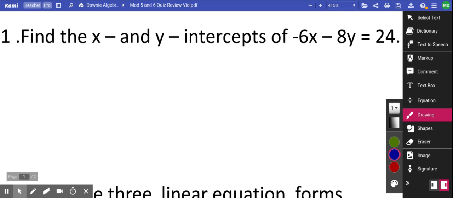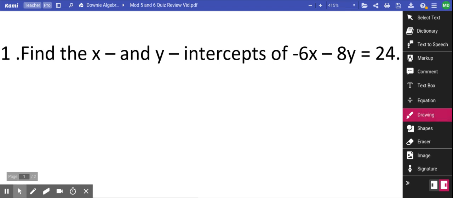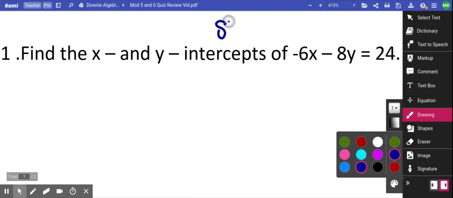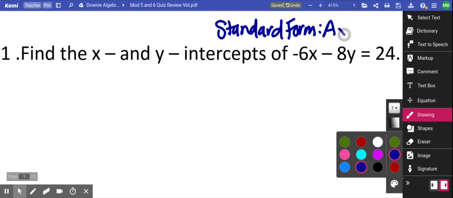For number 1, we're finding the x and y intercepts of our equation, negative 6x minus 8y equals 24. Notice that this equation is in standard form, which means that this equation is in our form ax plus by equals c. We want to find the x and y intercepts of this equation.